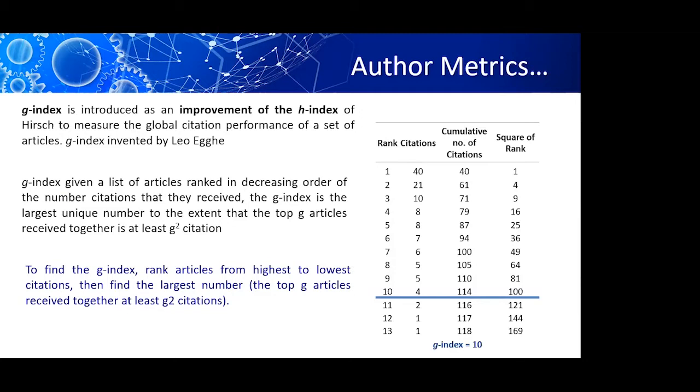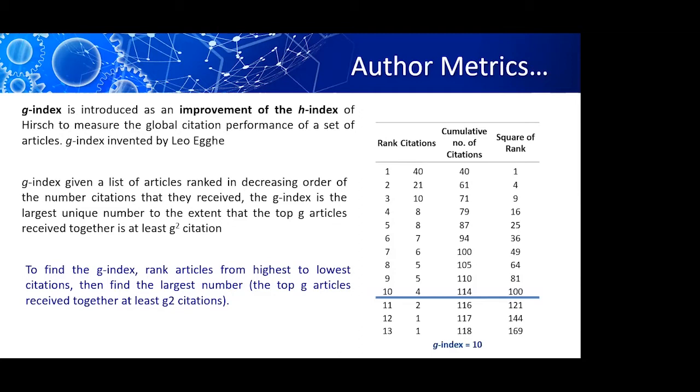Here you can see the ranking of the publications. We rank the number of publications in increasing order: 1, 2, 3, 4. In the second column, you can see the citations arranged in decreasing order, as in the H-index. The third column is different: we have to add the cumulative number of citations. The second column is counted cumulatively, so you can see 40 plus 21 in the second row, and in the third row plus 10, that is 71. That is the cumulative number of citations.